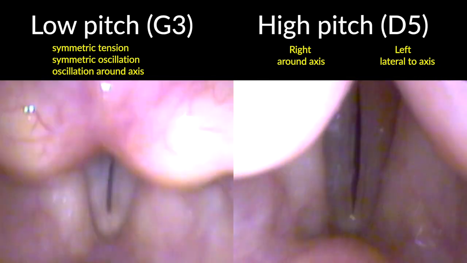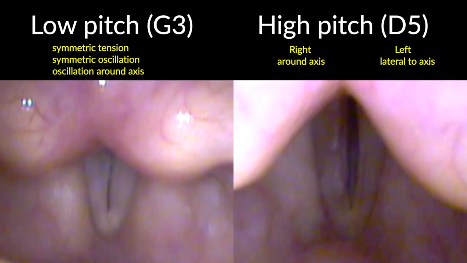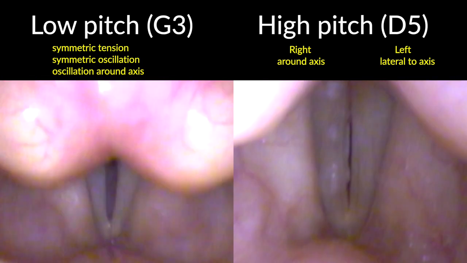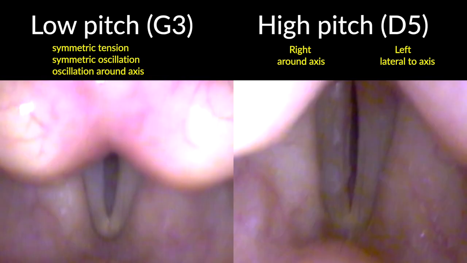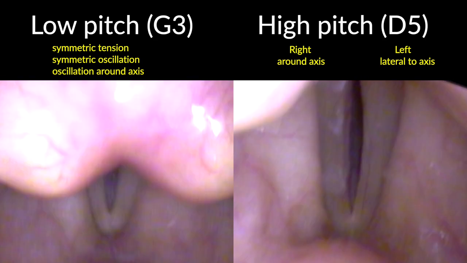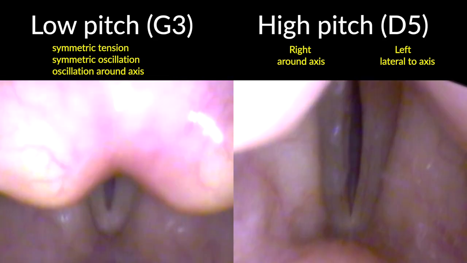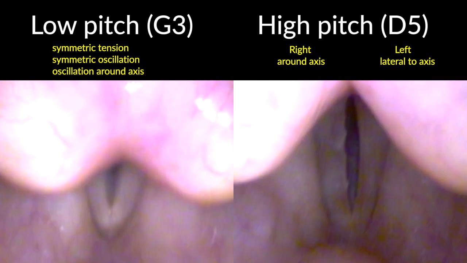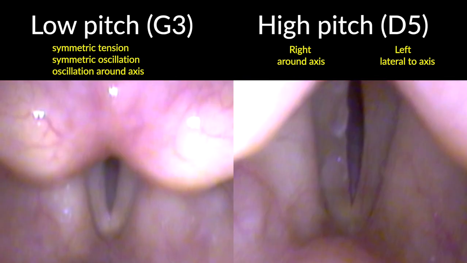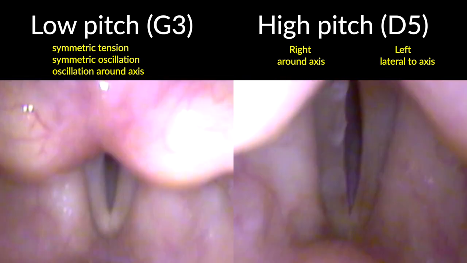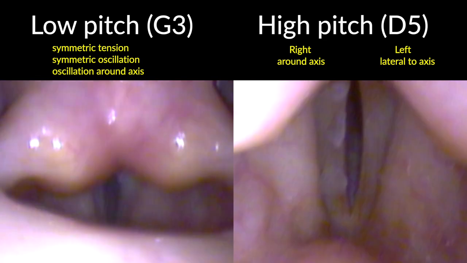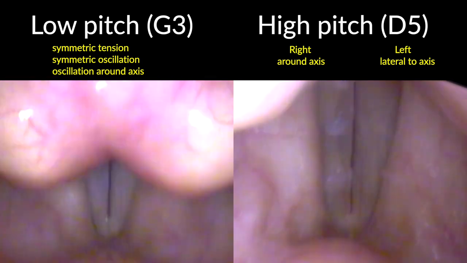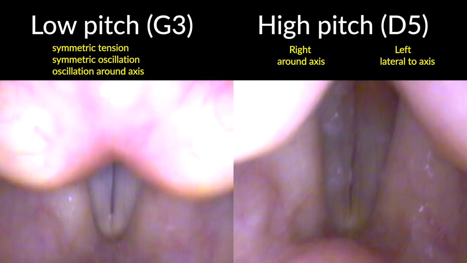branch of the nerve, then at low pitch, the vocal cords will oscillate symmetrically. And then as you involve cricothyroid tensioning, it will only occur on one side. That side will remain tense. The vocal cord will oscillate around its axis, while the side that is not tense doesn't have the additional tension supplied by the superior laryngeal nerve to the cricothyroid muscle, will become lax. And it will tend to oscillate lateral to its axis because it lacks sufficient tension compared to the opposite side.